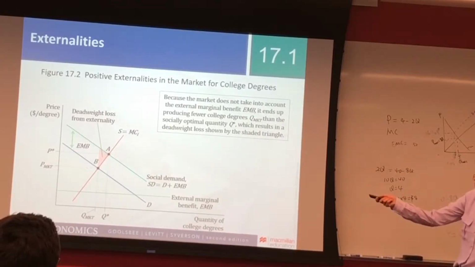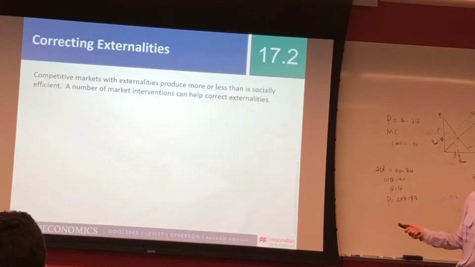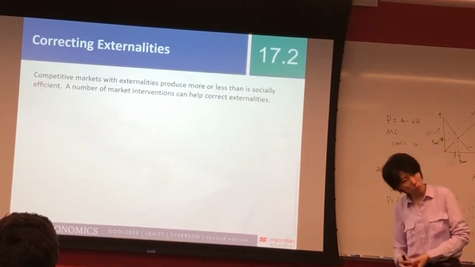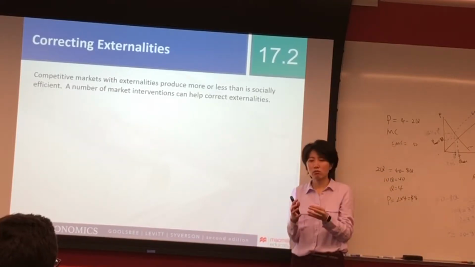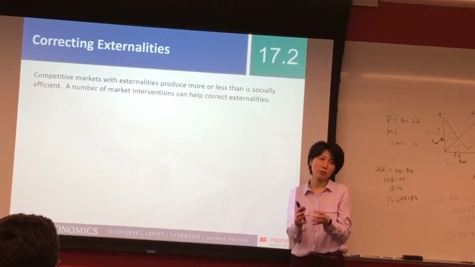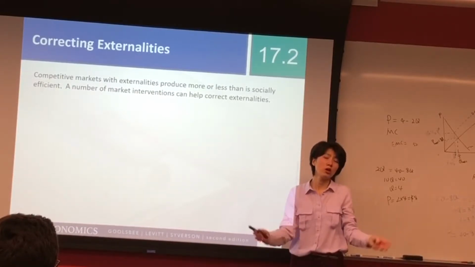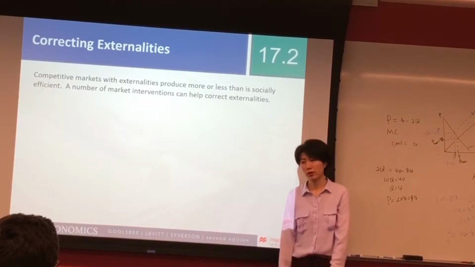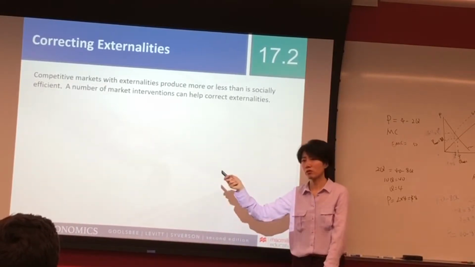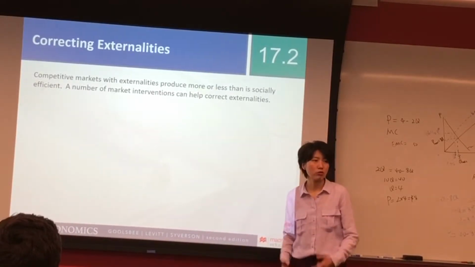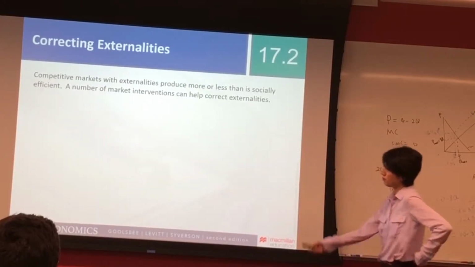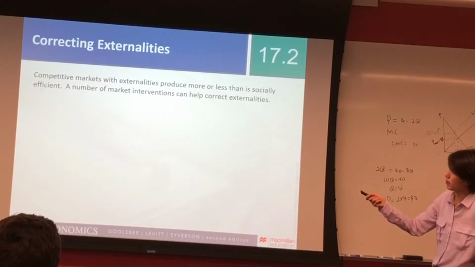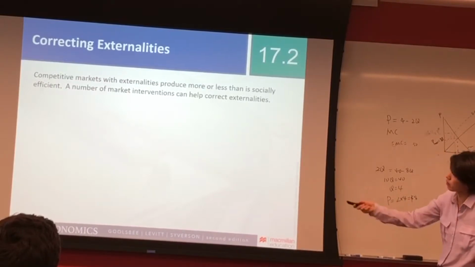Deadweight loss from externalities, because externalities are a type of market failure. If there are negative externalities, the free market produces too much of that thing. If there are positive externalities, it produces too little. That's why there's market failure, and economists or government policymakers need to figure out a way to remedy the problem, in order to correct those externalities or internalize externalities.